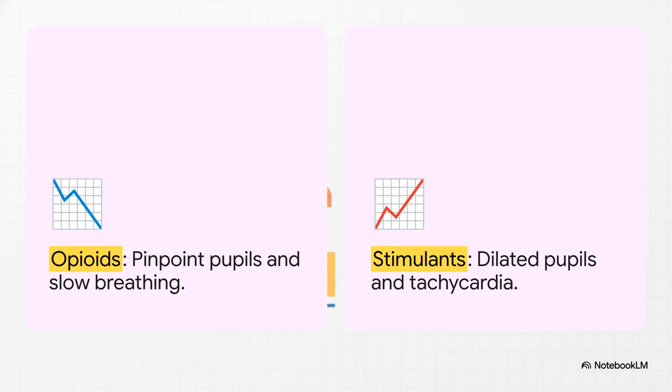On the completely other end of the spectrum, stimulant intoxication, like cocaine, presents with wildly dilated pupils, tachycardia, severe hypertension, and acute psychosis. And remember, stimulant toxicity carries an absolute unbreakable board rule. Avoid beta blockers at all costs, due to the risk of unopposed alpha stimulation.